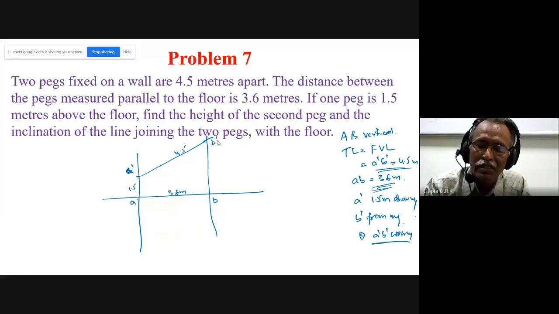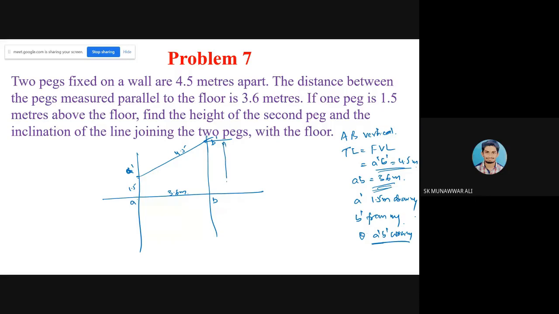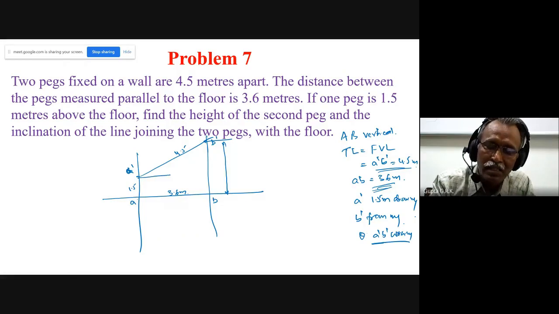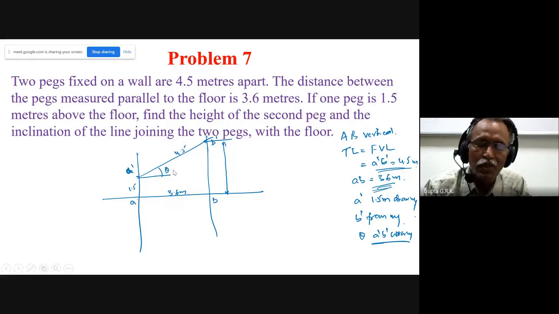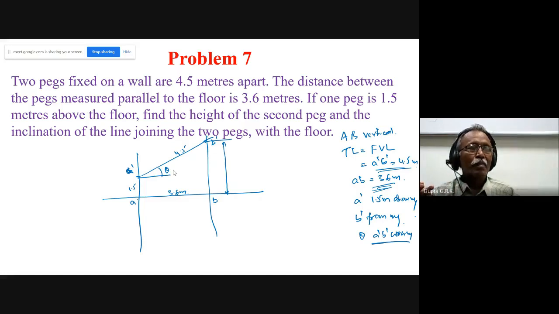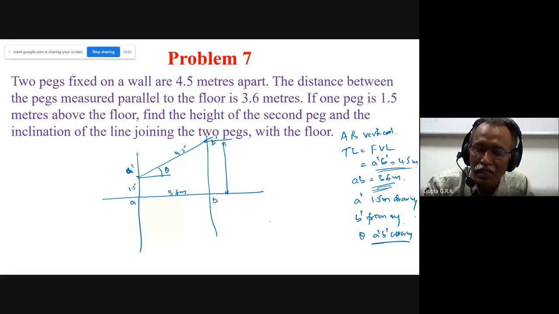And what is asked? This distance, B dash from XY. And the another thing is this theta. These two are asked. You have to find out. And only one thing: all dimensions here are given in meters. You cannot draw a 4.5 meter line and a 3.6 meter line. So for that, what should we do? Scale change. I have to scale it. So what is the scale?